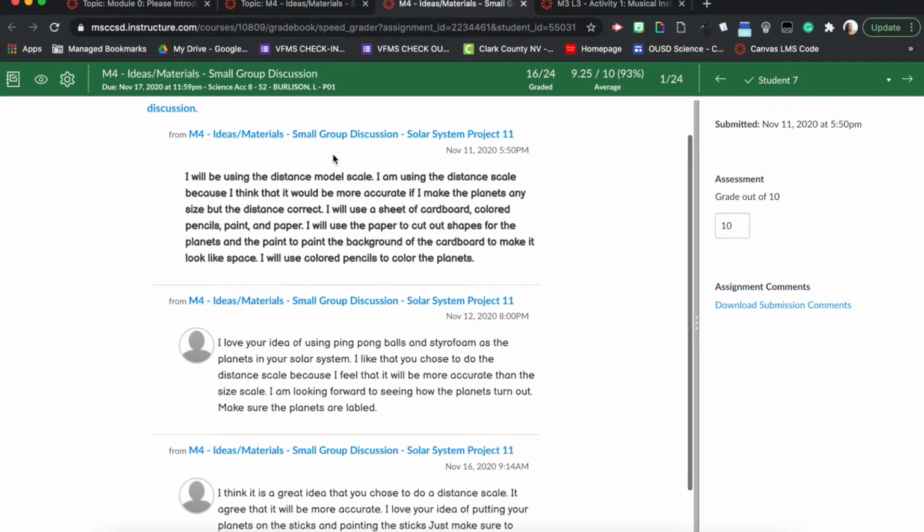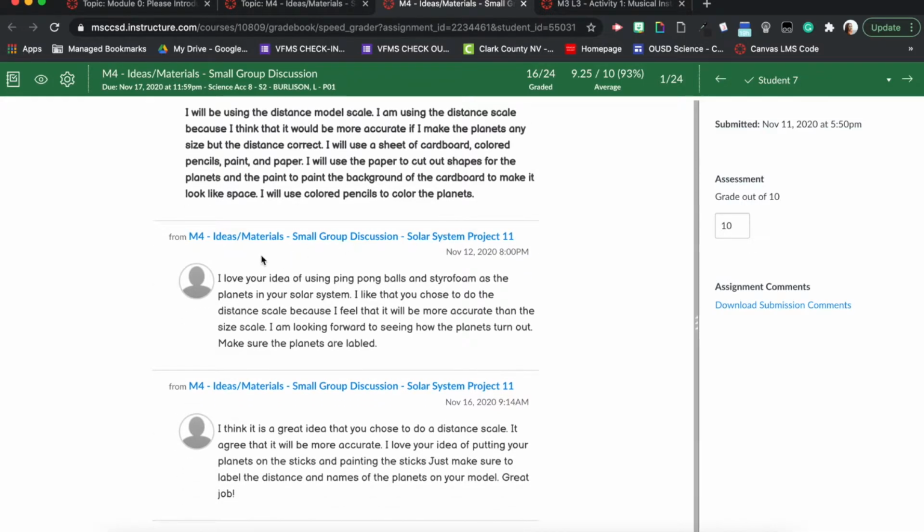You can see here, the student wrote that they're doing distance, model scale. They responded to the prompt correctly. And then down here, they responded to some of the students in their group. I love it when they say, I love your idea.